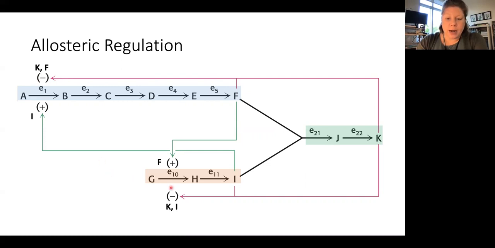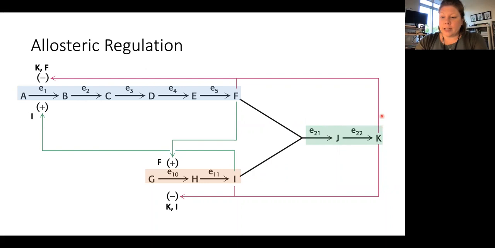Well, let's look down here at the bottom then. We can also see that I comes back and negatively affects enzyme 10. That is the first committed step in this pathway. Okay. Now let's combine blue and orange together. So thing F and thing I come together with enzyme 21. Enzyme 21 converts the two substrate molecules into a single product J. And then enzyme 22 converts J into K. And K is our final output of this pathway.